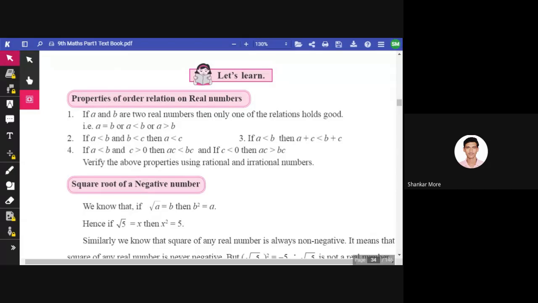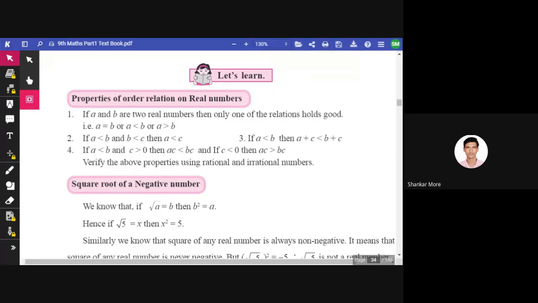Now if A is smaller than B and B is smaller than C, then obviously A is smaller than C. If A is smaller than B, then A plus C is smaller than B plus C. That is quite also obvious. मतलब A अगर B से छोटा है, so अगर A में और B में अगर एक हम सेम नंबर ऐड करें C, so obviously that addition is going to be A plus C is smaller than B plus C.